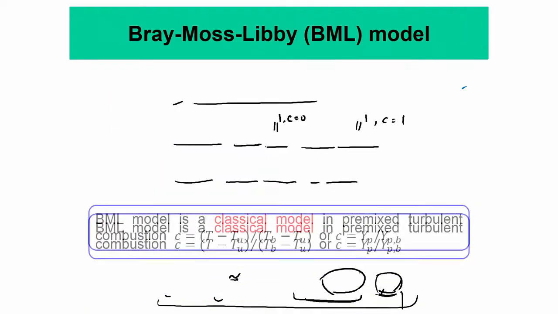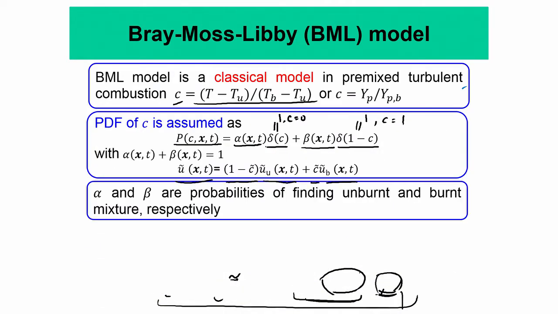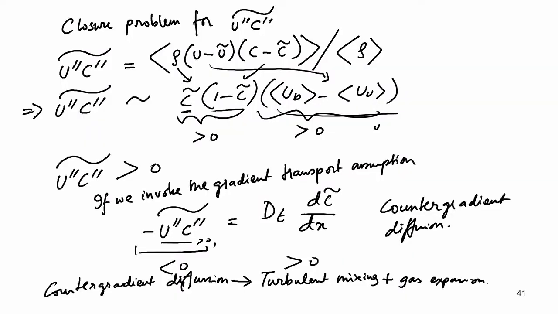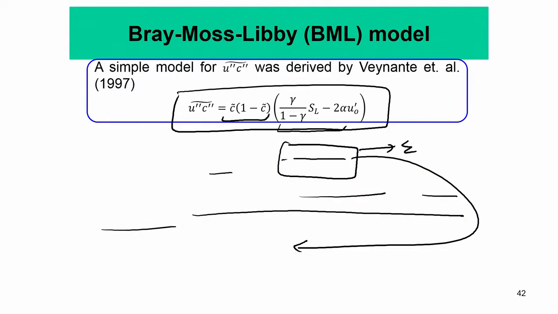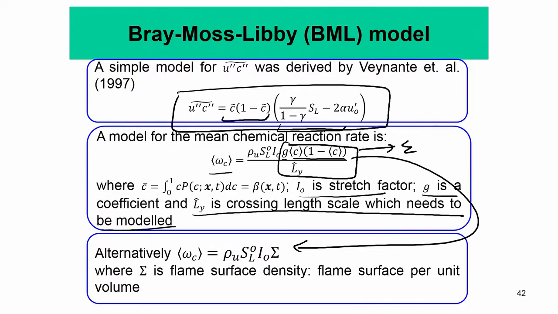showed the new experiments in these turbulent flames, and then we showed the Bray-Moss-Libby model and the closure problem of the Bray-Moss-Libby model, where you cannot directly invoke the gradient transport assumption because C undergoes counter-gradient diffusion due to gas expansion, and essentially this is an effect of both turbulent mixing and gas expansion. So, whether it will be counter-gradient or gradient diffusion depends on which wins, turbulent mixing or gas expansion, and then we showed the models which can be used for essentially defining the mean chemical reaction rate, which is the other closure problem here.